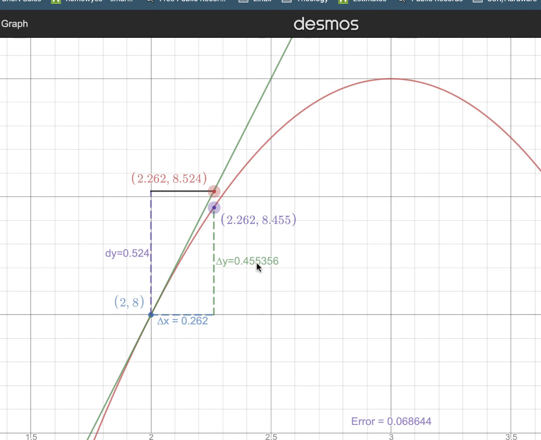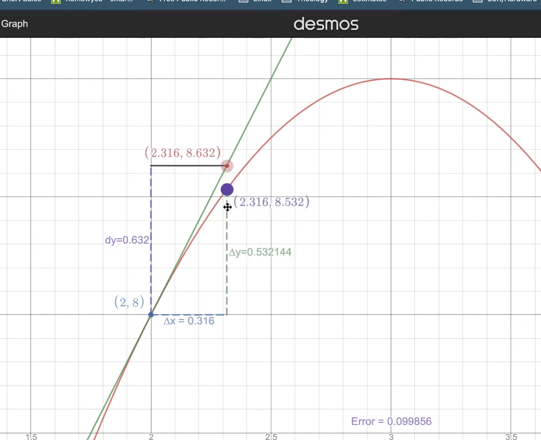I have this already graphed. So this red curve is our curve, negative x squared plus 6x. The green line is our tangent line at the point when x equals 2. So we were looking at when x equals 2, looking at the approximation. So now I don't have delta x being 0.5 yet. So let's slide this over.